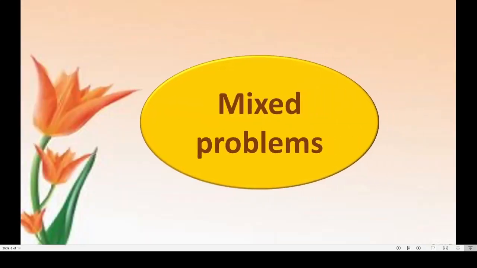Now we will move to mixed problems. Mixed problems means that it has both operations, that is addition and subtraction. Here the first thing is we must understand the given problem properly. Then we will come to know which operation we have to do first and which one afterwards. Let us move to our sum.